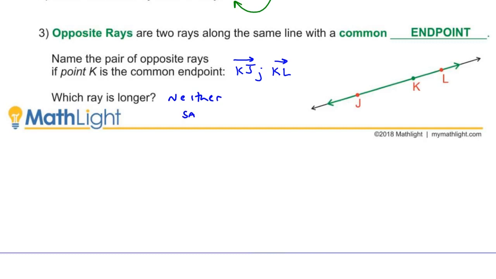They're the same length, which kind of is a misnomer, because guess what? They're both infinitely long. Therefore, they're both the same, because they're both infinitely long. So which ray is longer? Neither. You say, but this one looks shorter. Well, I only drew it that short. Remember, it goes on forever. This one goes on forever. Got the point? All right, got the point. Beautiful.